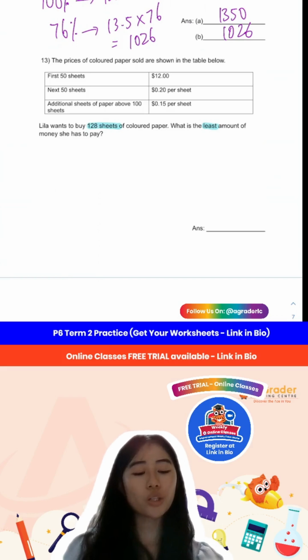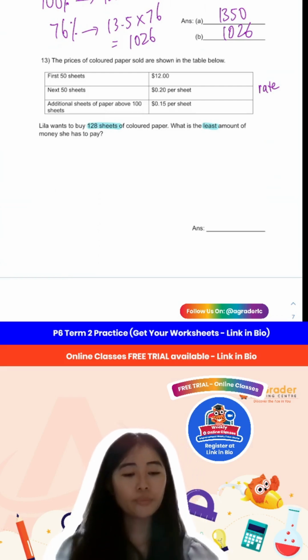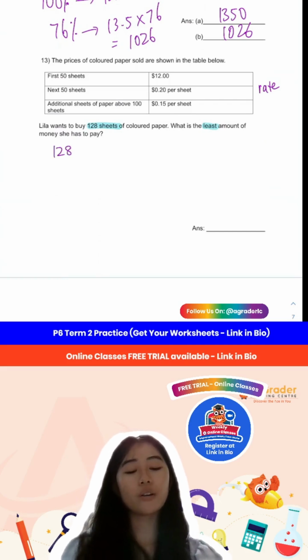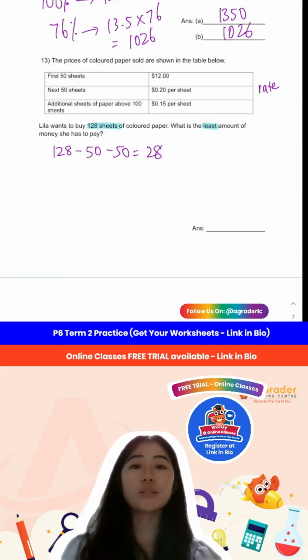So this question is on rate. Okay, so the topic is rate. You should have learned this since P5. So for the 128 pieces of paper, you can minus the first 50 sheets. You minus the next 50 sheets. So you're left with 28 sheets of paper. So 28 sheets of paper is the last one. Okay, the last row.